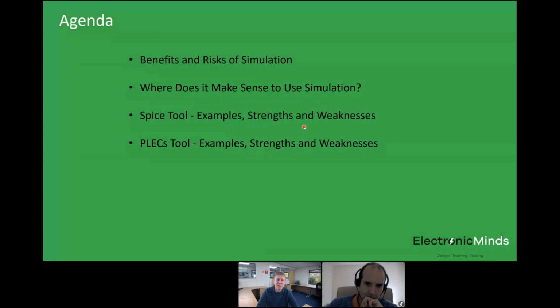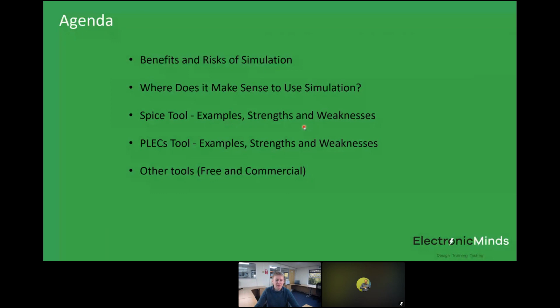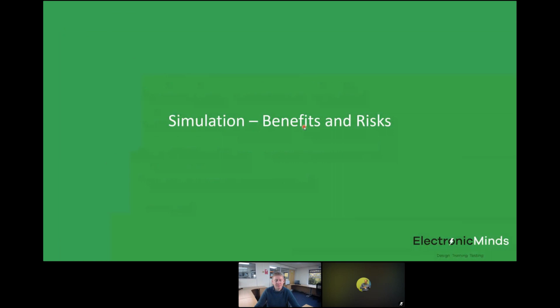So each tool has a slightly different set of features that can be used to optimize your converter depending on what you're trying to do. Then I'll list out those other tools, both free and commercial, you might want to take a look at. And then we'll have a summary and questions at the end. So, simulation, benefits and risks.